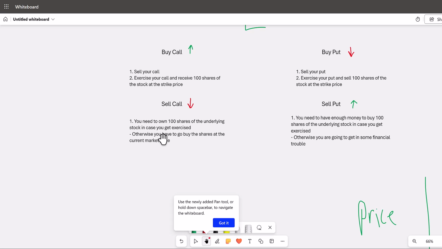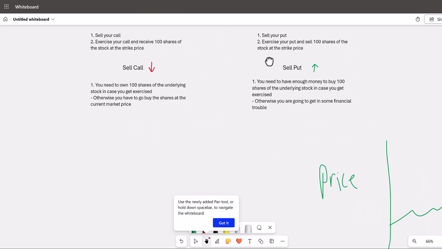You don't have to. You can let it expire worthless. It's an option to buy or sell those shares. But when you're the seller of it, you're obligated to deliver upon what you said you could do. So if you sold a call, you have to be able to deliver those 100 shares. If you sold a put, you have to be able to buy those 100 shares.